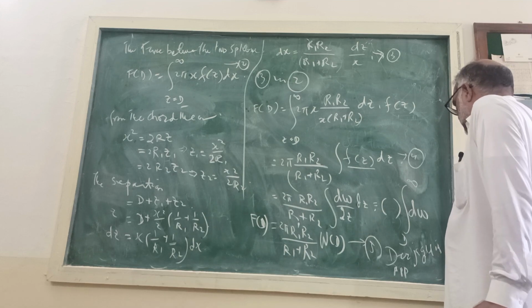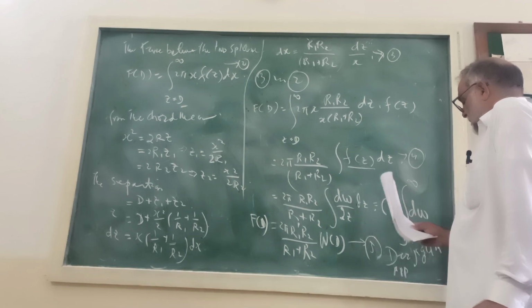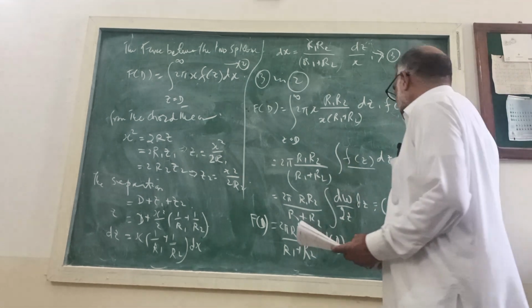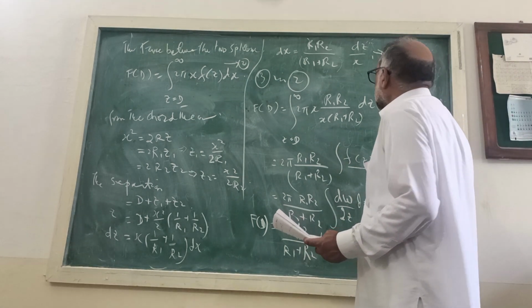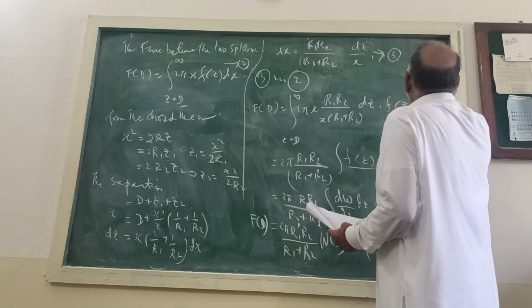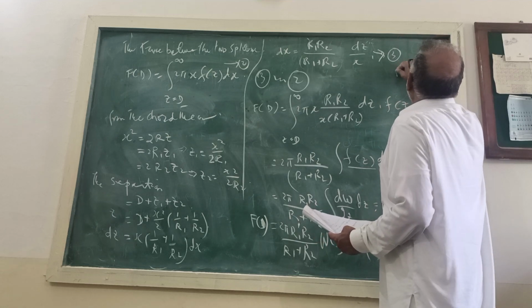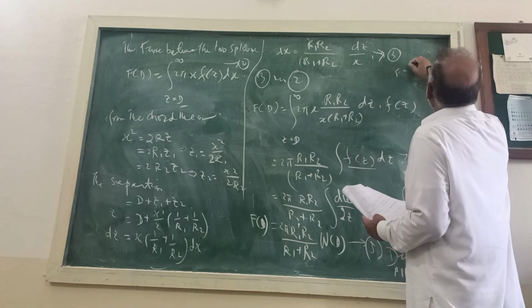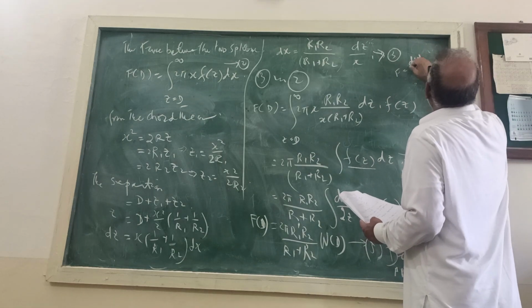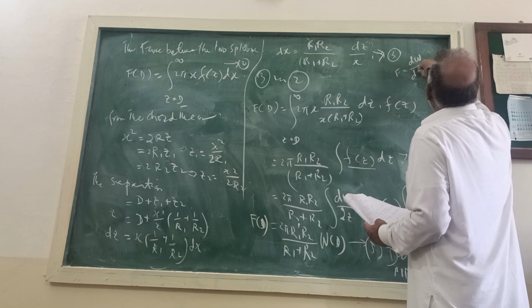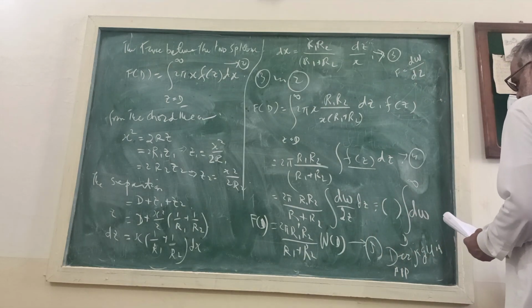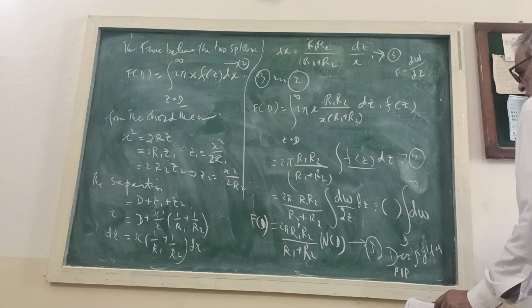The dimension is correct, right? Energy column, looks right. F is equal to dW by dD. Joule per meter.